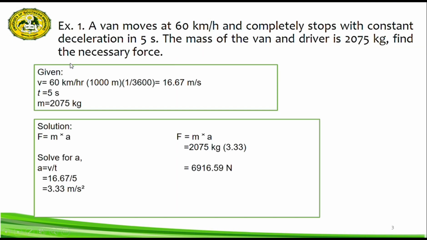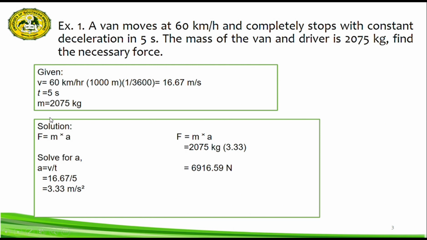First, we have to write the given. We have 60 km/h as our velocity, the time is 5 seconds, and the mass is 2075 kg. And first, we have to convert kilometers per hour into meters per second to make the units homogeneous, or to have an easier solving here. 60 km/h multiplied by 1000 multiplied by 1 over 3600. So that would be 16.67, as we plug it in our calculator.